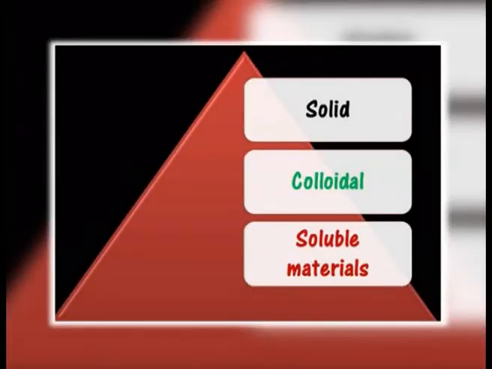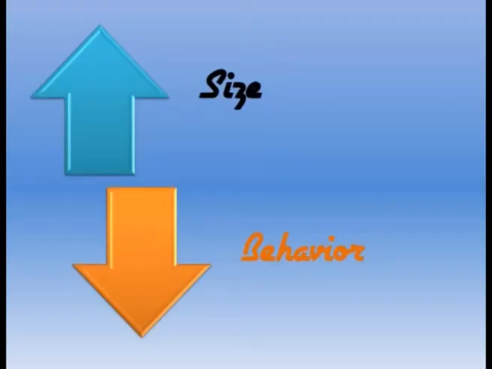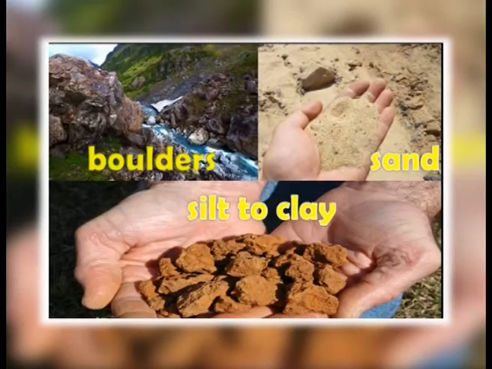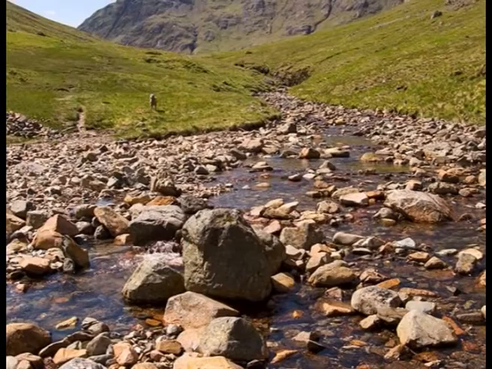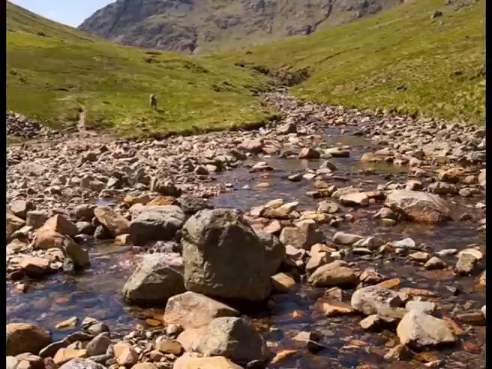Due to weathering, rocks produce solid, colloidal, and soluble materials. These materials differ in size and behavior. Solids range from boulders, sand, and slate to clay. These solids are large, medium, and small fragments of rock subjected to disintegration and decomposition.